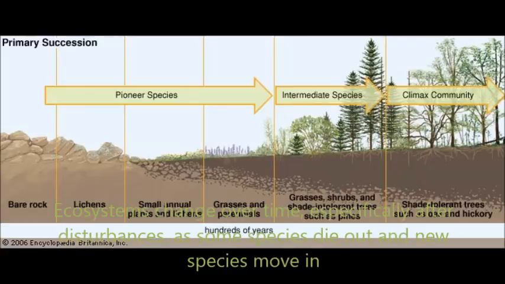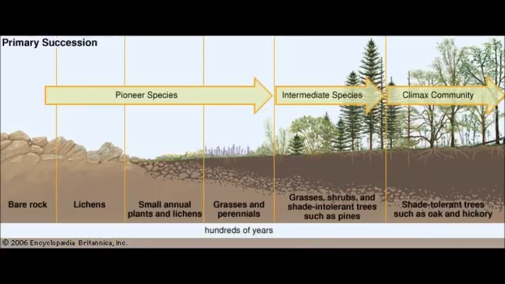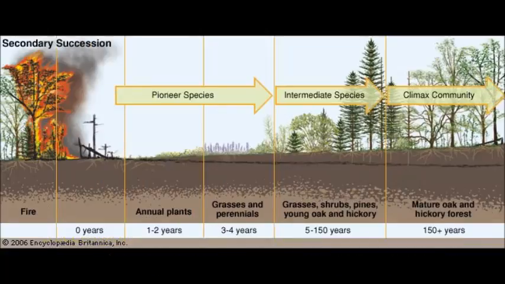Ecosystems change over time, specifically after disturbance, as some species die out and new species move in. Over the course of succession, the number of different species present typically increases. Succession that begins in an area with no remains of another community is called primary succession.